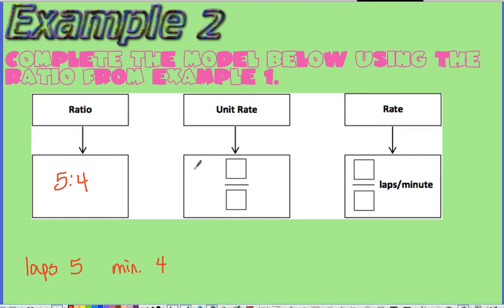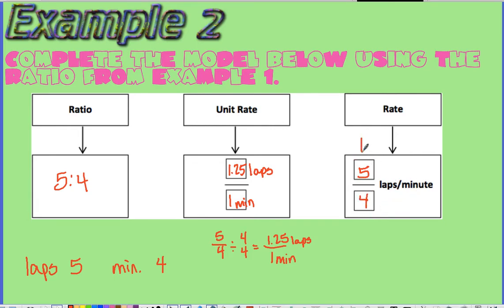So now if 5 to 4 is my rate, I have to do a little work, I have to divide both of these by 4. And I am going to get 1 on the bottom. And I know that I will get 1 and 25/100 laps on top. So my unit rate is 1 and 25/100 laps per 1 minute. Right. Now as a rate, I just write this as 5/4 laps per minute.